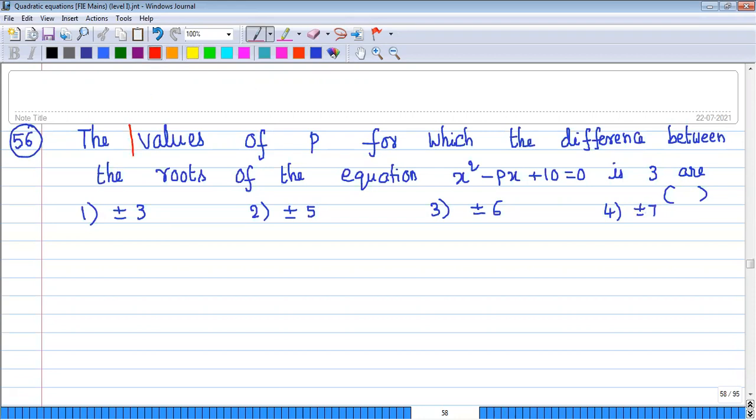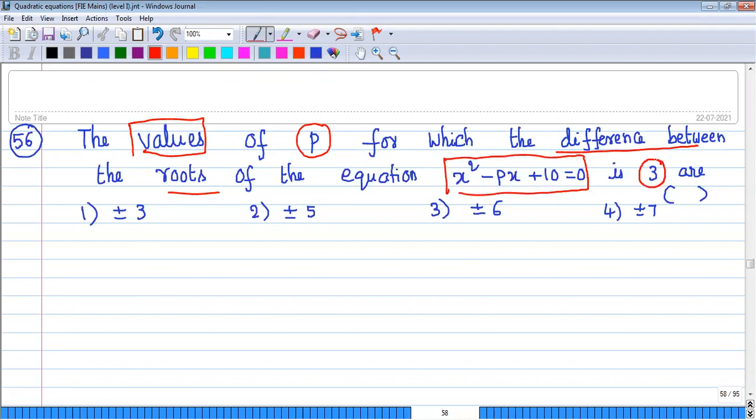See, the values of p we need to find out, for which the difference between the roots of the equation is 3. If the difference between the roots of the equation is 3, then we need to find out the values of p. So now the solution. First, what is given? Modulus of alpha minus beta is equal to 3, given. I'm writing directly, we know this value also. So modulus of alpha minus beta is equal to root delta by mod A.